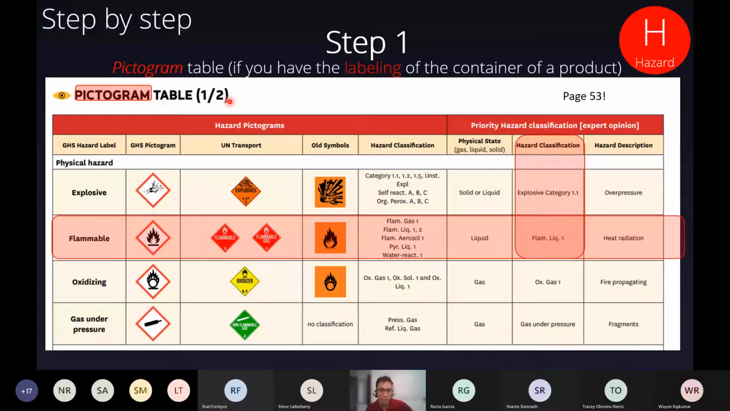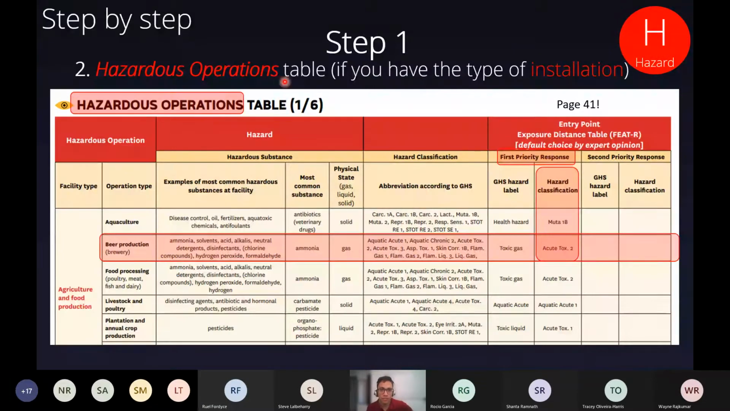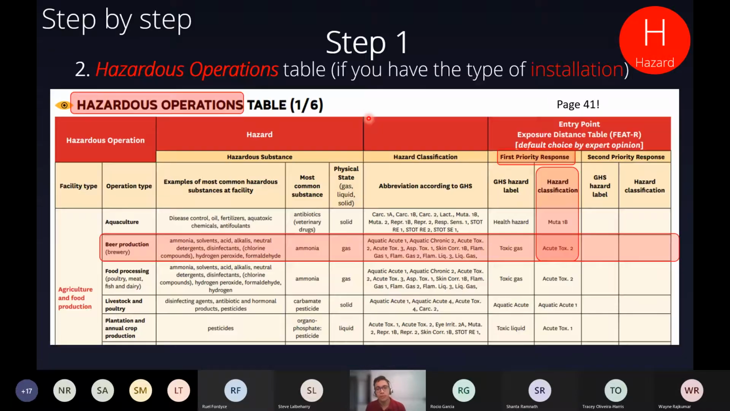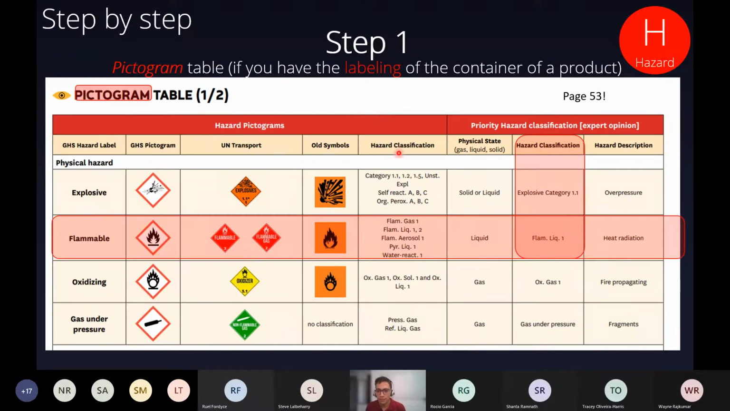The hazardous operation table has 6 parts, as you can see here, and the substance table has 9 parts. So you can see the magnitude of this, and this is the short version. The big version is, you will see how big the number of substances we can find there is. Then we go to the second step. After we write down, let's say, Flam 1.